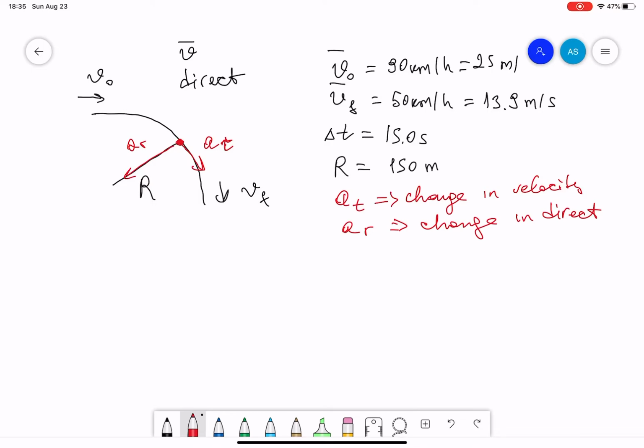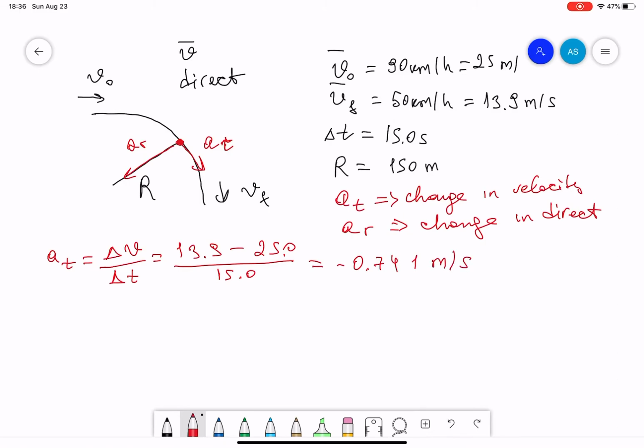So now let's find the formula. Let's find first of all the tangential acceleration. A tangential is equal to the change in velocity divided by the change in time. So our final velocity was 13.9 and initial velocity was 25, divided by the time interval of 15 seconds. If you plug in those numbers, you should get minus 0.741 meters per second squared. As you can see, we have a negative tangential acceleration, so let's change the direction; the tangential direction is pointing in the negative direction.